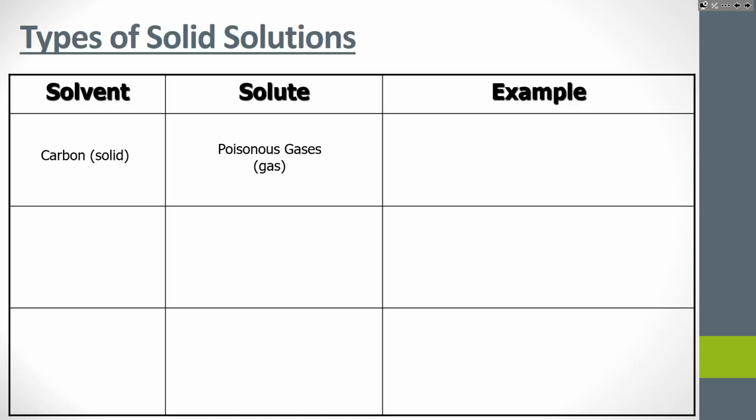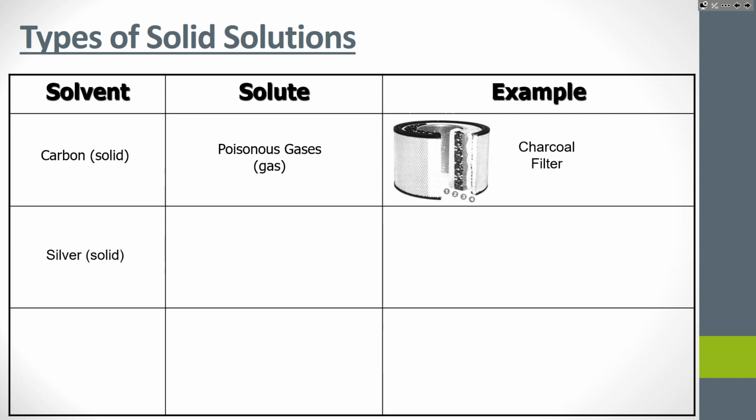We can also use carbon, charcoal, like solid carbon, as a solvent to dissolve poisonous gases and trap them in the solid. And that's where we use charcoal filters. So you can use that for gas masks and things like that.